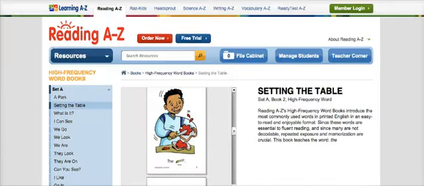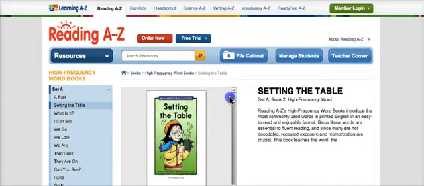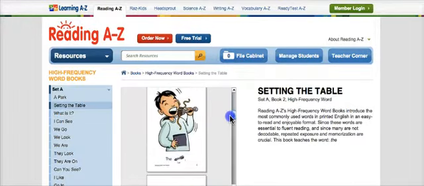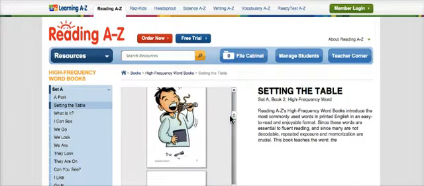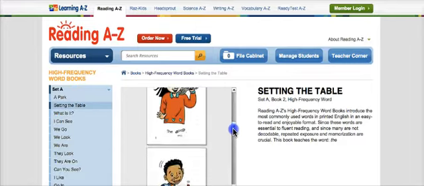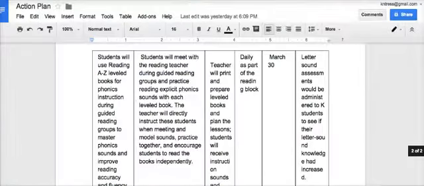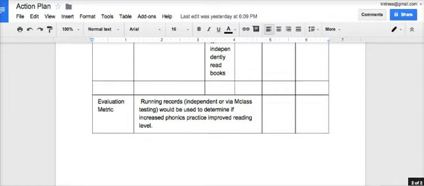Just to take a look at some of these books, I used books in the high frequency word collection. This was a specific one that I used with students called Setting the Table, and it focused on the word "the." So "the" was on every page, and there was a language pattern on every page. The fork, the spoon, the knife. Students could latch onto the pattern and really learn that target word. That was another good strategy we used in our action plan. The evaluation metric at the end were running records used to determine if increased phonics practice improved reading level, which was our goal.